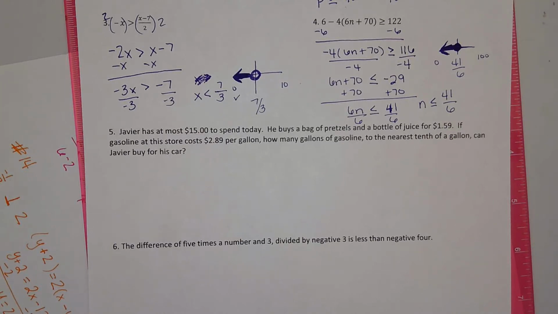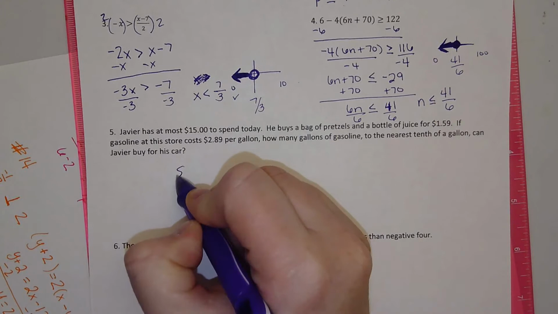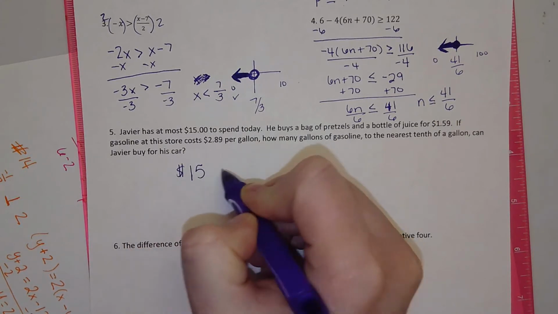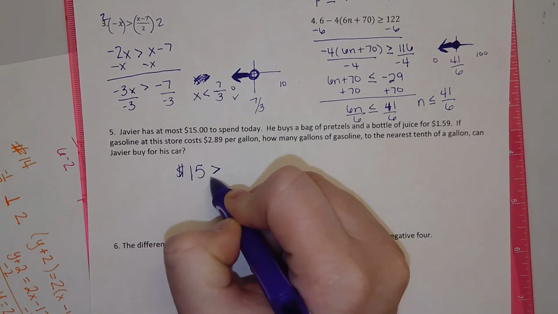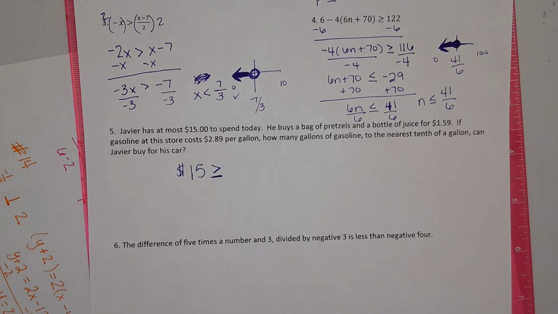Okay, so these are the word problems with inequalities. We're going to read it and make sure we understand what we're doing. Javier has at most $15 to spend today. At most means he cannot spend over $15. So $15 at most, greater than or equal to. He can spend up to it, but that's what at most means.